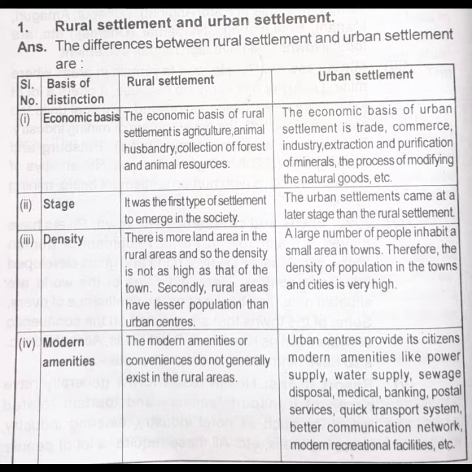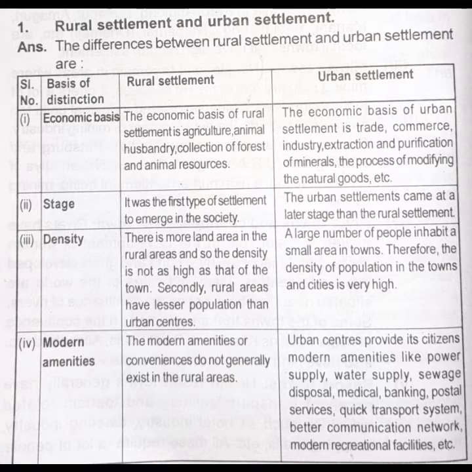Next question is, distinguish between the rural settlement and the urban settlement. On the basis of distinction, number 1, economic basis. The economic basis of rural settlement is agriculture, animal husbandry, collection of forest and animal resources. The economic basis of urban settlement is trade and commerce, industry, extraction and purification of minerals, the process of modifying the natural goods, etc. Number 2, the stage. Rural settlement was the first type of settlement to emerge in the society. Urban settlements came at a later stage than the rural settlement.